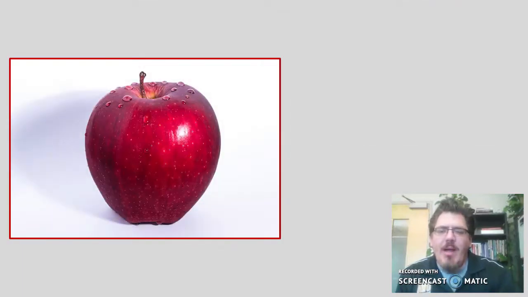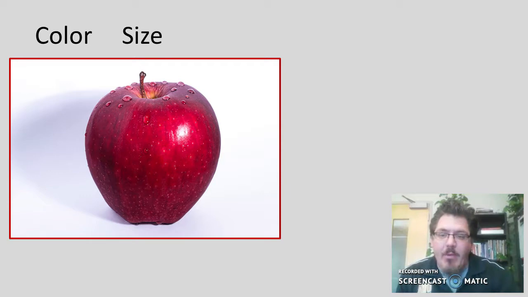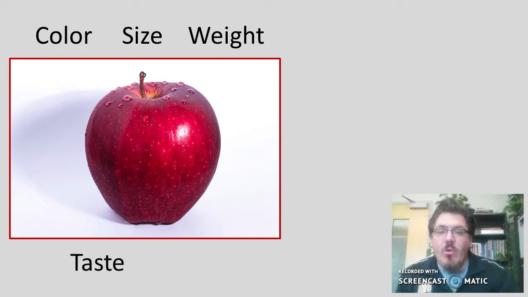Suppose that you are handed an apple. What are some ways that you might describe the apple? You might talk about the color of the apple or the size of the apple. You might talk about whether or not the apple is heavy or light. If you take a bite of the apple, you might describe the taste or the texture, and so on.